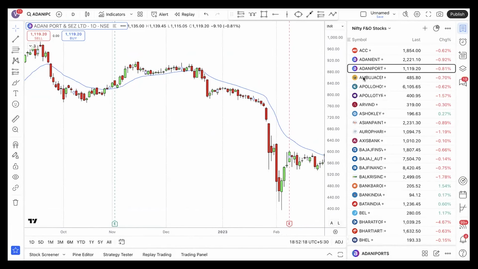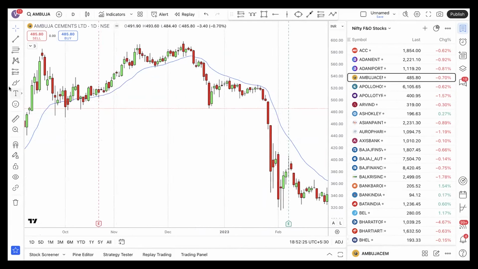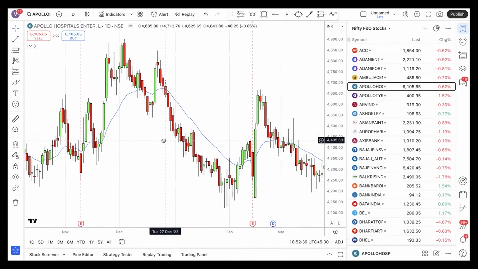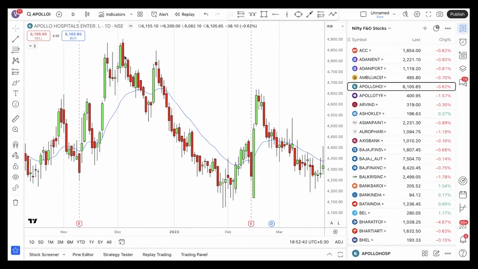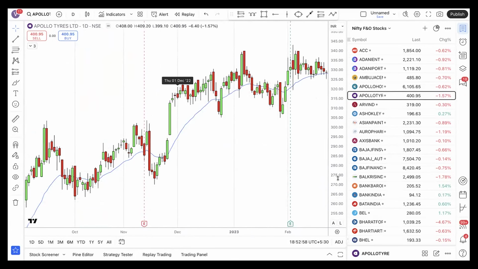The next is Ambuja Cement. You can see that even Ambuja Cement is going down during the same time when Nifty was going down. So that means all the stocks were following the Nifty trend. Next is Apollo Hospital. Apollo Hospital also, you can see that the downtrend started from December. It made one big move, but again the downtrend started in March.